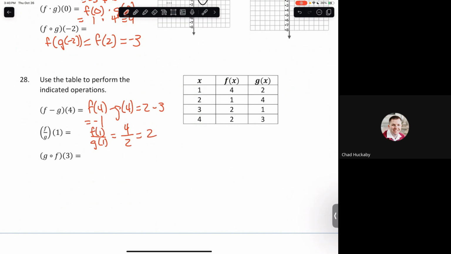Last one is a composition. Compositions are a little more complicated. So we're looking at g of f of 3. So we're first evaluating f of 3. When we look at x equals 3, f is 2. So we're evaluating g of 2. So when x is 2, g is 4.